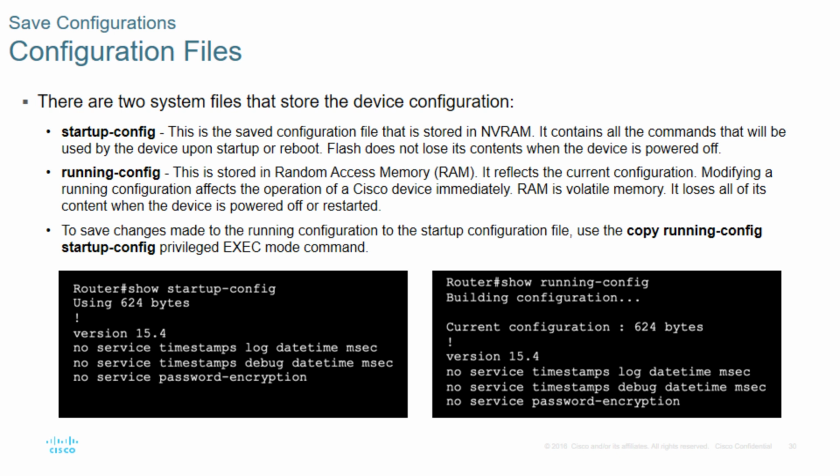So if power to the device is lost, or if the device is restarted, all configuration changes will be lost unless they have been saved. To save changes made to the running configuration to the startup configuration file, use the copy running-config startup-config command. This is shown in this example.